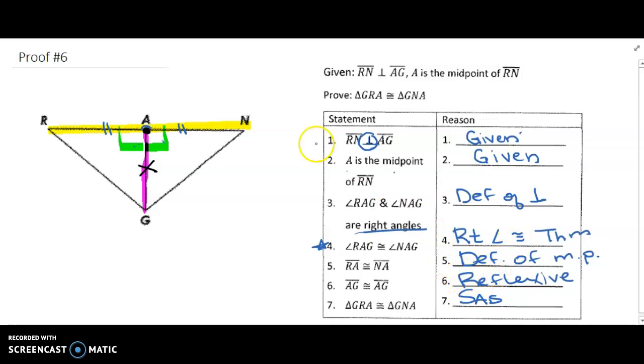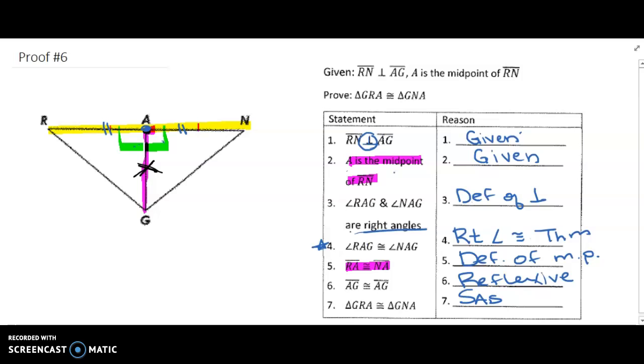Now, how did we know that RA and NA are congruent? Well, it goes back up to the fact that A is the midpoint of RN. So if A is the midpoint of RN, it cuts it into two congruent pieces, which is RA and NA. So definition of midpoint. And then you should have noticed first thing when you looked at this, that they shared this side here with an X. Sometimes I just mark the X as soon as I see it. That means that it's congruent to itself, and we use the reflexive property to say that.